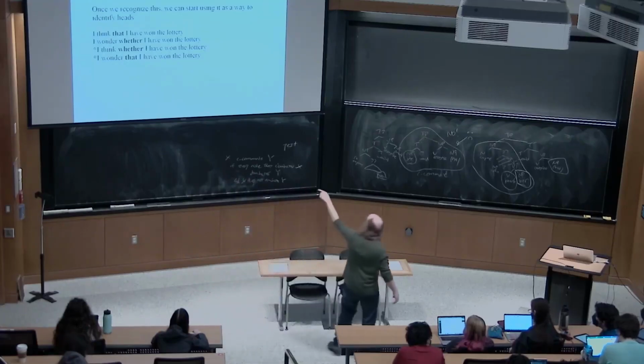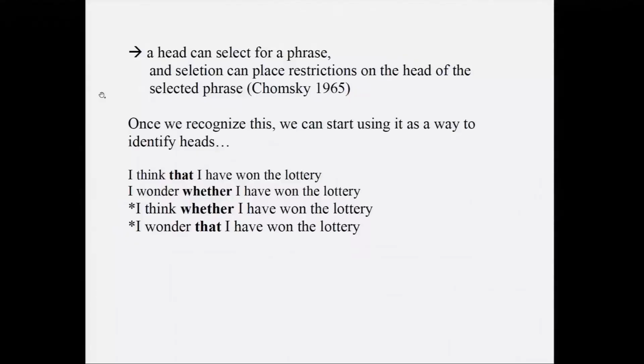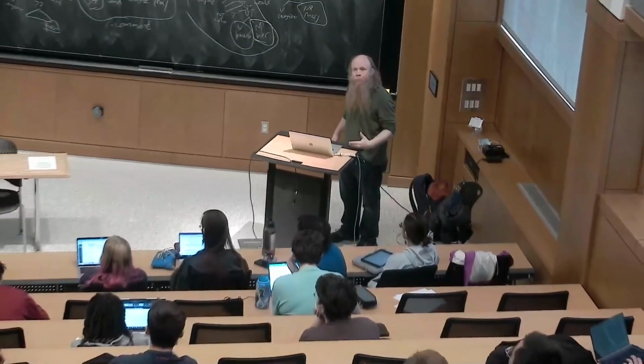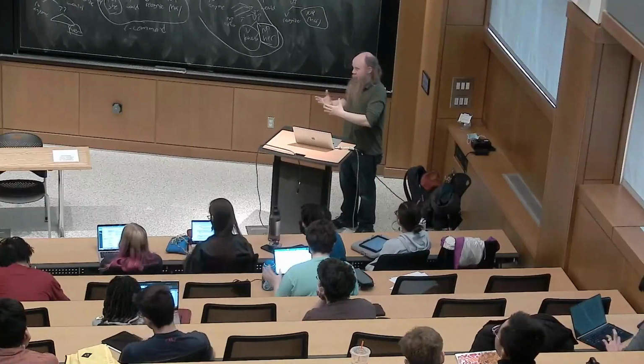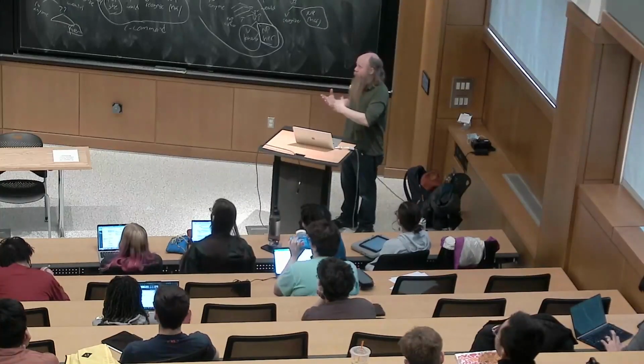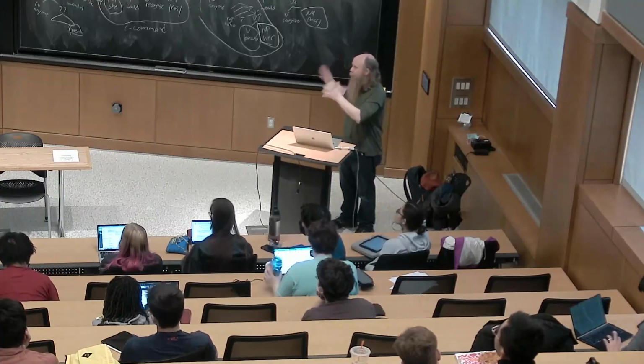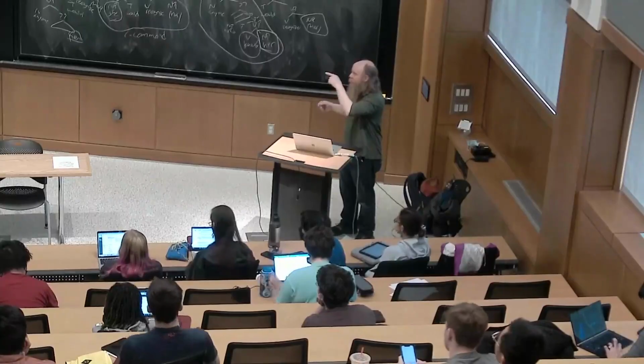And we're seeing that wonder seems to be selecting for the clause that comes after it, and it's picky about the properties of the first word in that clause. It can be whether, but it cannot be that. So here we get to make the move that I sort of foreshadowed a second ago. We can say maybe this is like depend and on. Maybe think is selecting for that clause, and maybe that is like on.